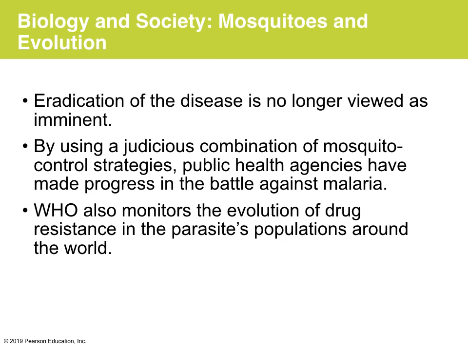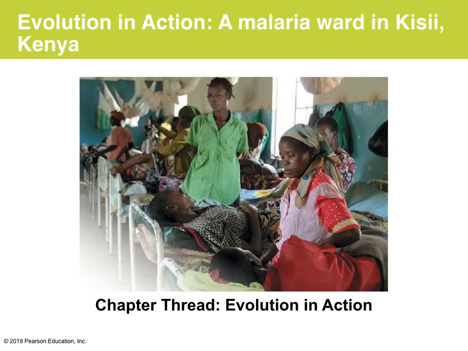Right? The bombing with pesticides was not a solution on a whole bunch of levels. So by using a combination of mosquito control strategies and also just giving people protection from mosquitoes at night, like netting, they're making progress in the battle against malaria, but it's still an ongoing issue. WHO also monitors the evolution of drug resistance in that parasite's populations around the world. So this is an ongoing problem. Not so much a problem here in North America, but in other parts of the world it is really a scourge.